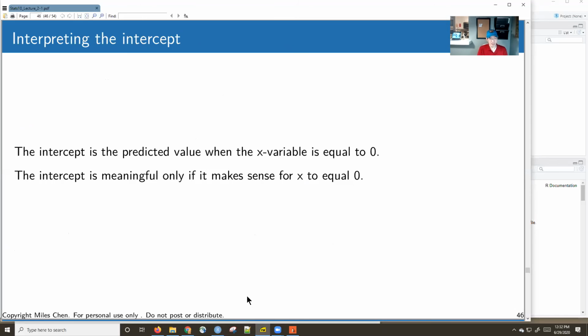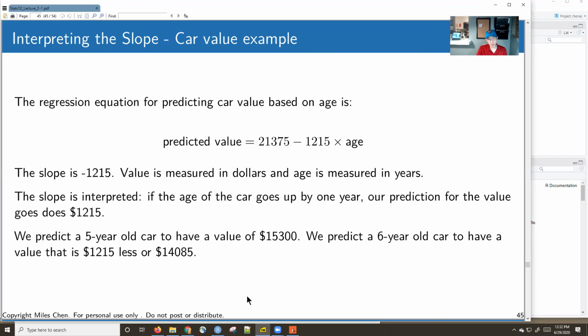All right, the intercept, okay? So that's the interpretation of the slope. And this interpretation of the slope is actually very useful in helping us understand the relationship between x and y.